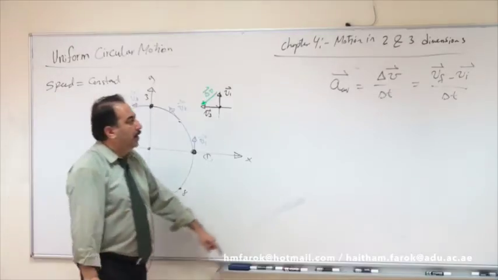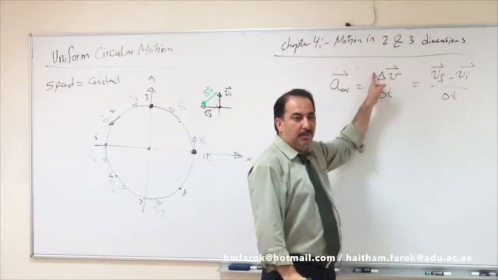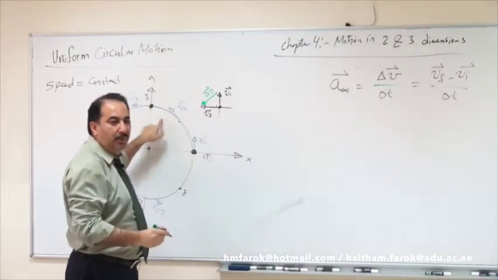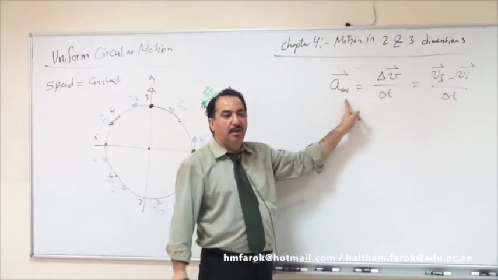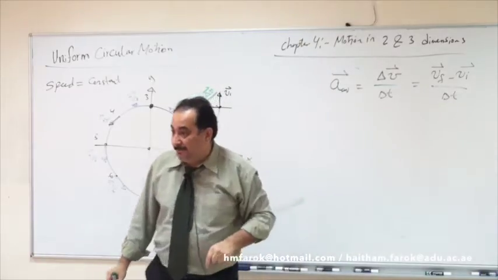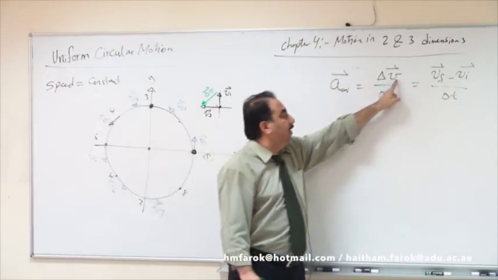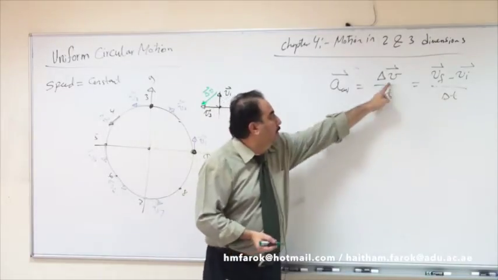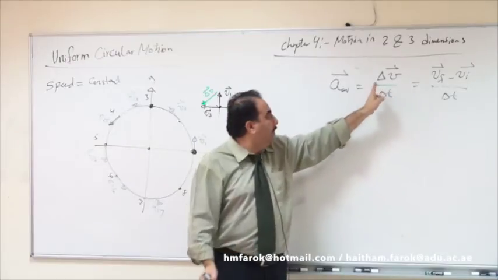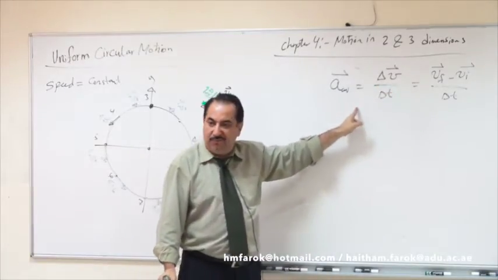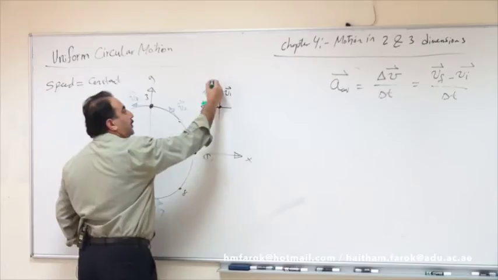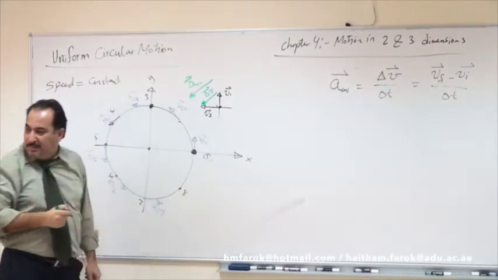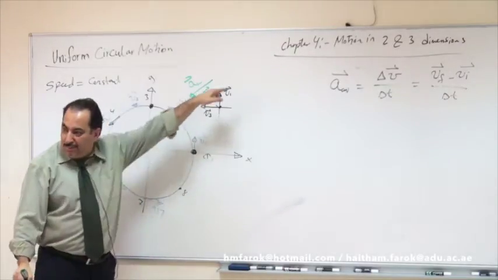If you know delta V, and you divide it by the time taken between 1 and 3, what do you find? Average acceleration vector. The direction of delta V and A, different or the same? Same. If you know the direction of delta V, you know the direction of A. So where is A here? Same, this way, parallel to delta V.